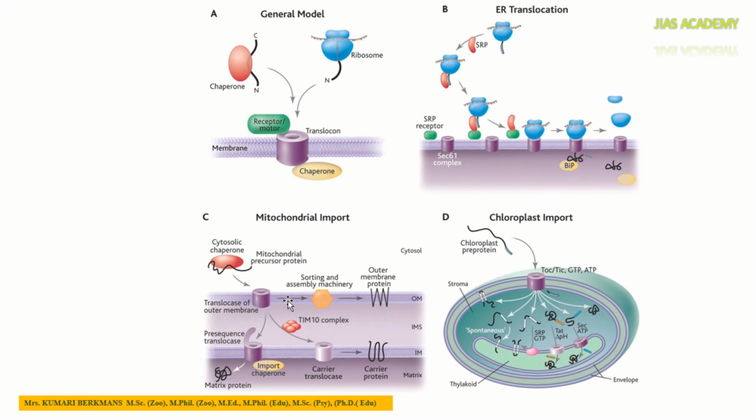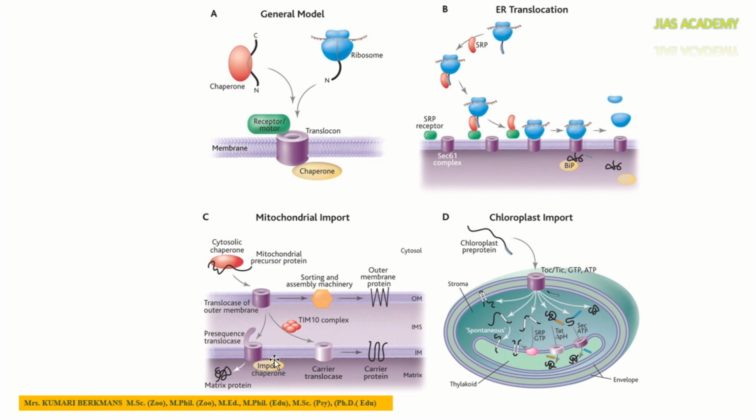And here it is mitochondrial import. From the cytosol, the chaperone takes the mitochondrial precursor protein and inserts it here. This is the outer membrane of the mitochondria and this is the inner membrane. This is the TOM and this is the TIM. So it comes through the translocase of the outer membrane, through the TIM, across the inner membrane, and enters the matrix.